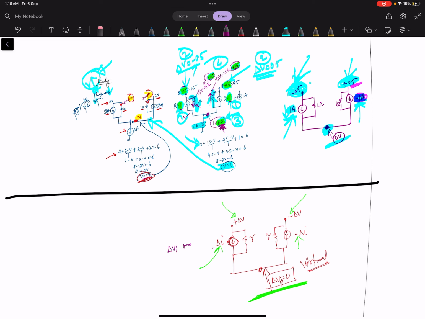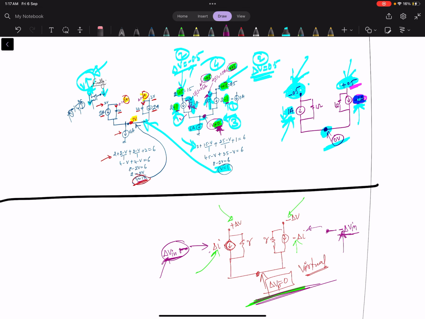An important point to note here is that this increase in delta I is because the input voltage is increased by delta V in, and here the input voltage is decreased by delta V in equally. So the effect of this is delta I. Basically, the input is increased by delta V in here and decreased by delta V in there, and only then does this decrease in current happen. So this is the virtual ground concept.